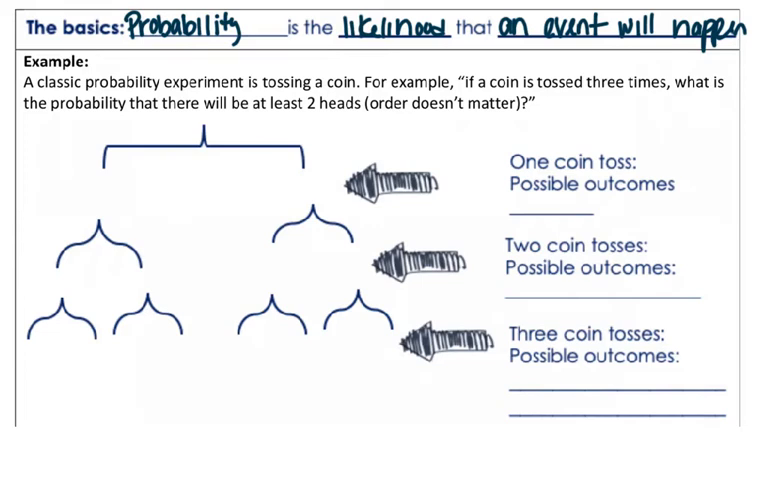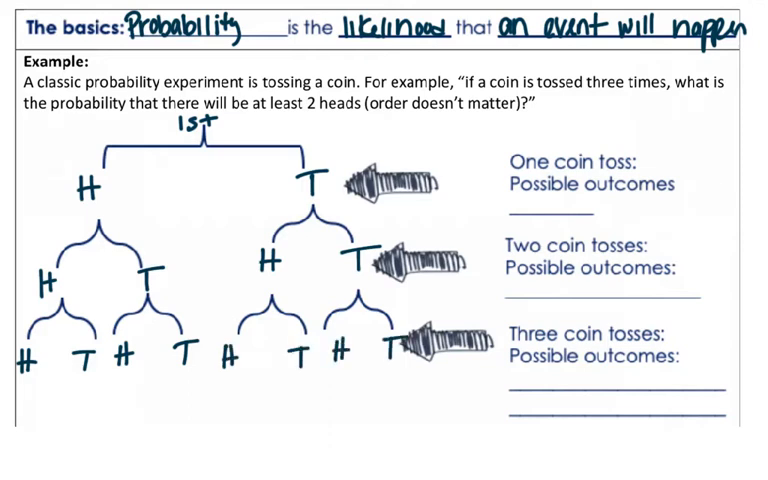So this is what you would have done. Here's the first time you flip it. You could either get heads or you could get tails. And from that first heads, you could get heads or tails. Heads, tails, heads, tails. Same thing with the first tails you got. You could have gotten heads or tails after that. Then heads, tails, heads, tails. So, one coin toss, the possible outcomes are heads or tails.